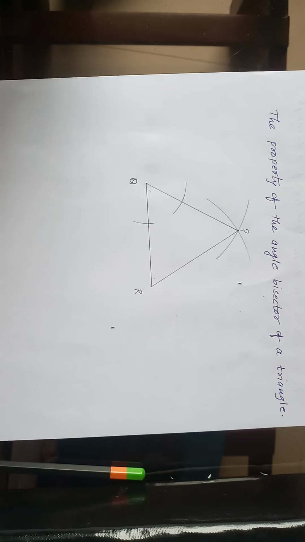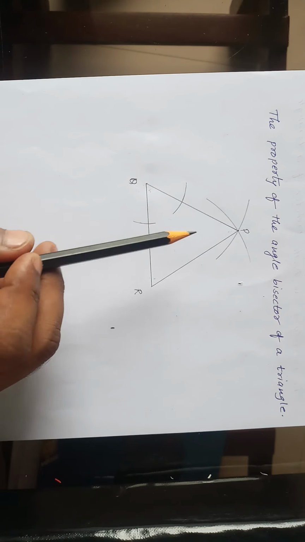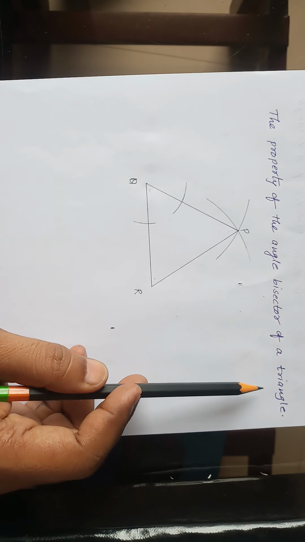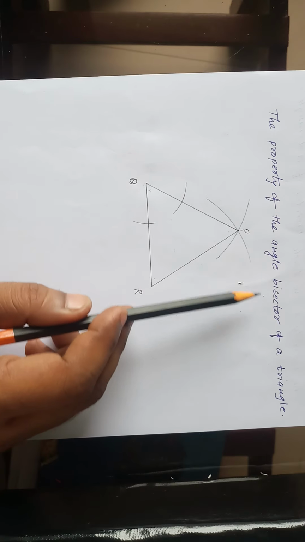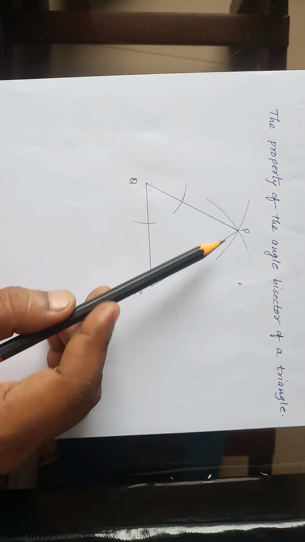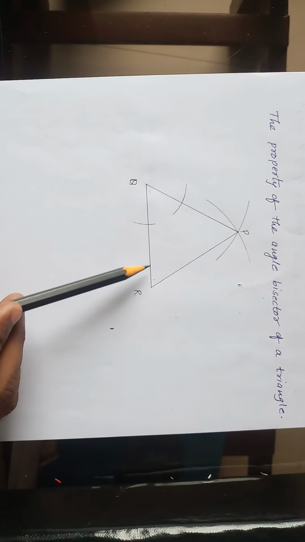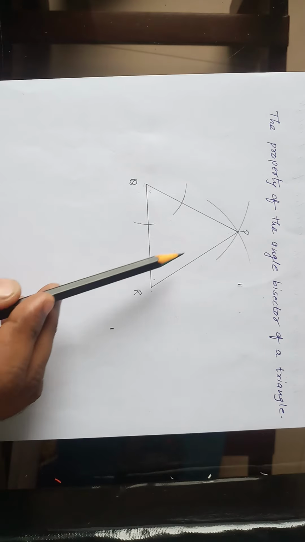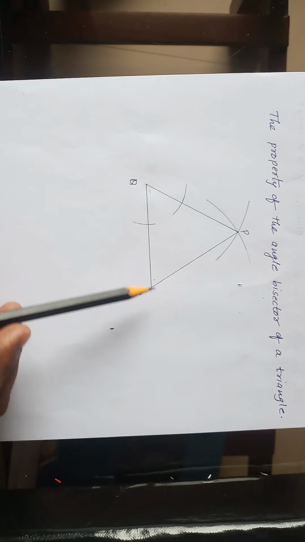Today we will see the property of angle bisector of a triangle. To learn the property of angle bisector of a triangle, first we will construct triangle PQR. To construct triangle PQR, it's very simple.